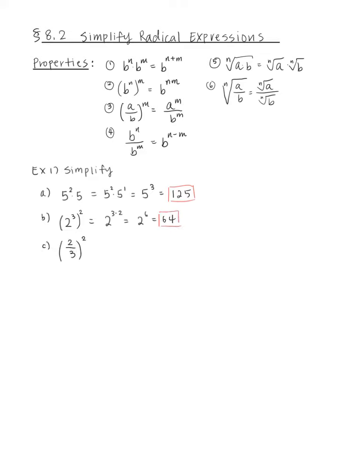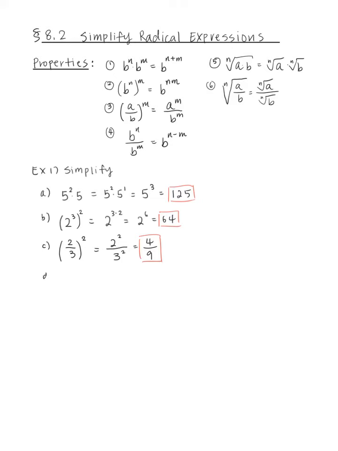Now let's look at 2 over 3, all squared. So if I apply property number 3 to this, what we're going to get is 2 squared divided by 3 squared, which is going to give us 4 over 9. I'm just reviewing the properties that we have learned so far from elementary algebra.